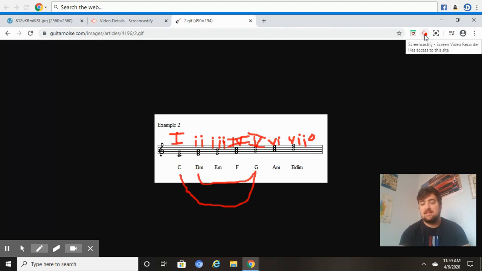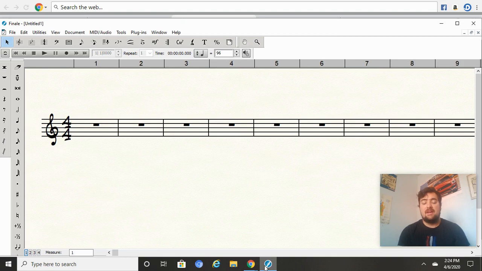So see you there. Now that we've looked at our circle of fifths and diatonic chord sheets, let's go ahead and see how you would write a 2-5-1 on the staff and see what it looks like. So let's fill in our chords. We're going to be in C major, just like we have been.